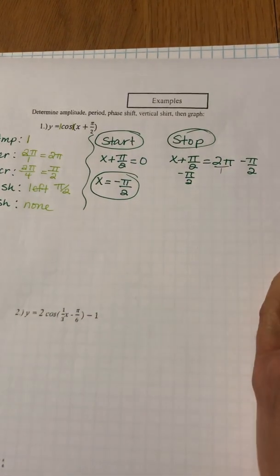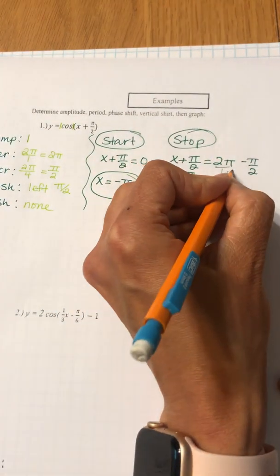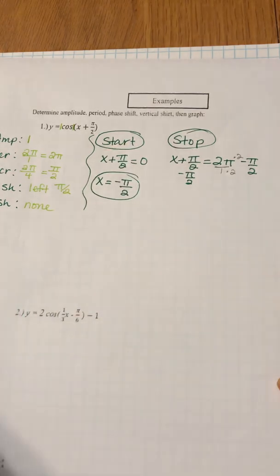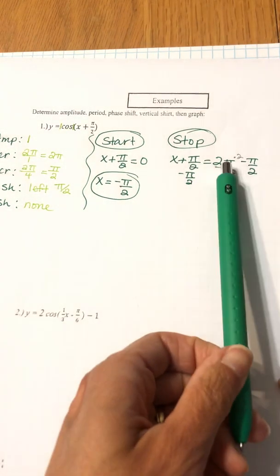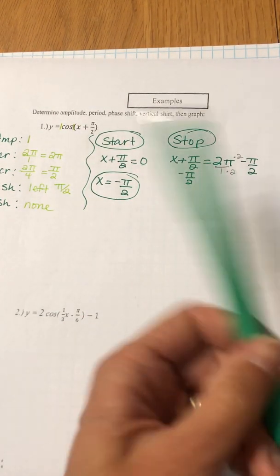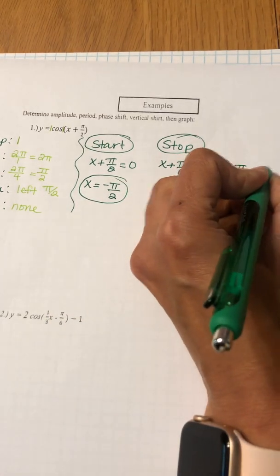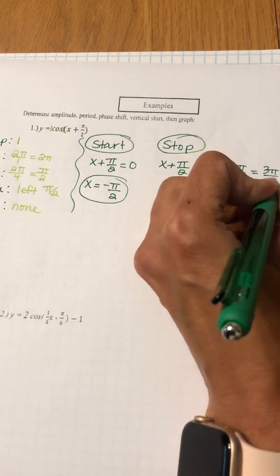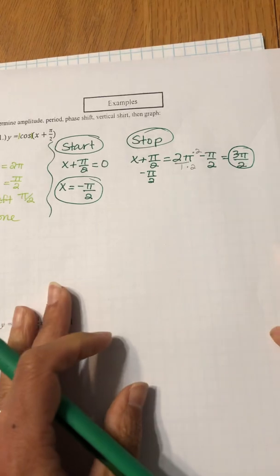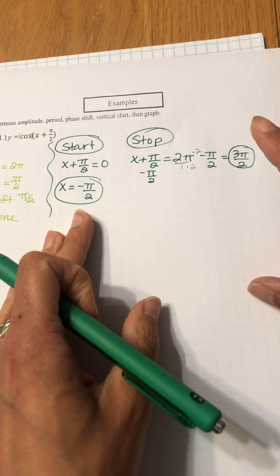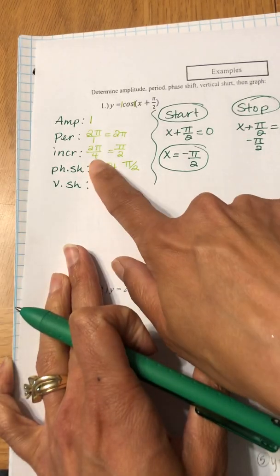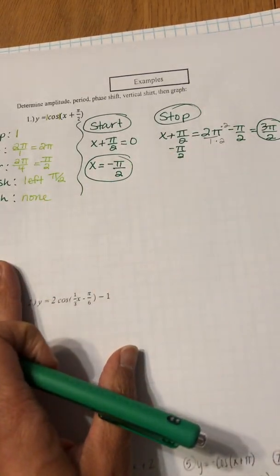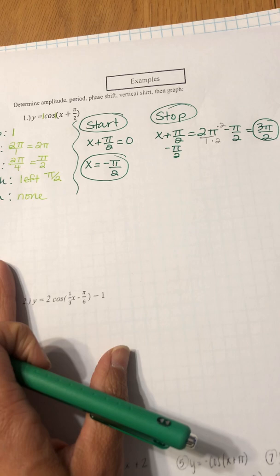Okay, and I have my pencil ready because I'm going to have to get a common denominator. I'm going to have to multiply this one top and bottom by 2. So I would get 4 pi over 2 minus 1 pi over 2 is 3 pi over 2. So there's my stop. So I'm starting at negative pi over 2, I'm stopping at 3 pi over 2, and my increments are pi over 2s. That's nice because I will already have a common denominator.